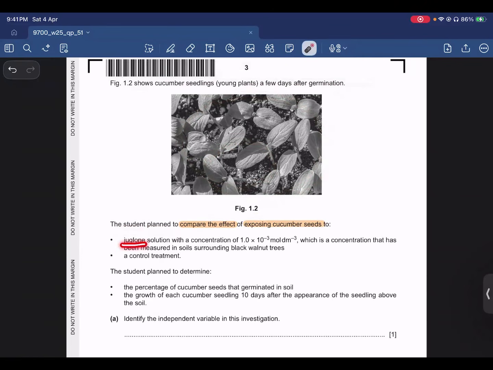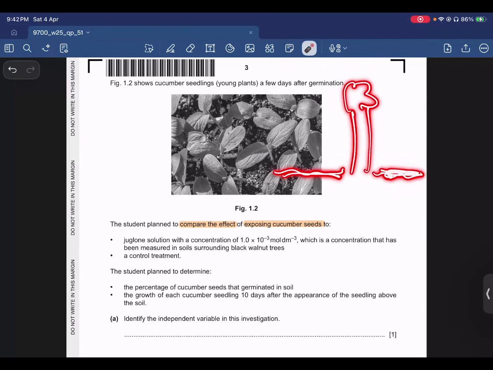seeds to a juglone solution जिसकी कंसंट्रेशन इतनी है, which is a concentration that has been measured in the soil surrounding black walnut trees. So basically जहां जहां black walnut trees grow होते हैं, उनकी सराउंडिंग्स में उन्होंने जो सॉइल था उसके अंदर जगलन की कॉन्सेंट्रेशन मेजर की. And they were like, कंसेंट्रेशन है इतनी, 1 × 10⁻³ mol per dm³. इतनी कंसेंट्रेशन की जगलन सॉल्यूशन इन्होंने क्यूकम्बर सीड्स में डाली.